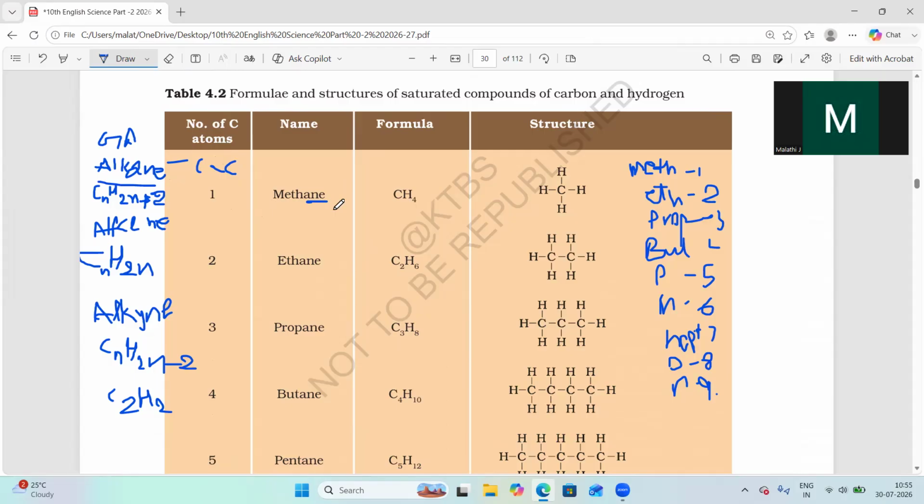So if it is ANE, it means there is a single bond between the carbon atoms, and by using the name you can know whether it is an alkane, alkene or alkyne. ANE means alkane, carbon-carbon having a single bond. Meth means 1 carbon, so carbon having single bonds around it, with hydrogen.